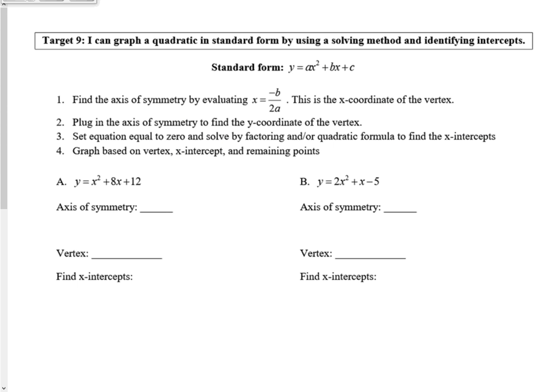Okay, target 9, we're going to continue graphing, but we're going to be in a different form this time. This one's called standard form. You know something's in standard form because it's all multiplied out. You'll never have any parentheses left in your standard form.